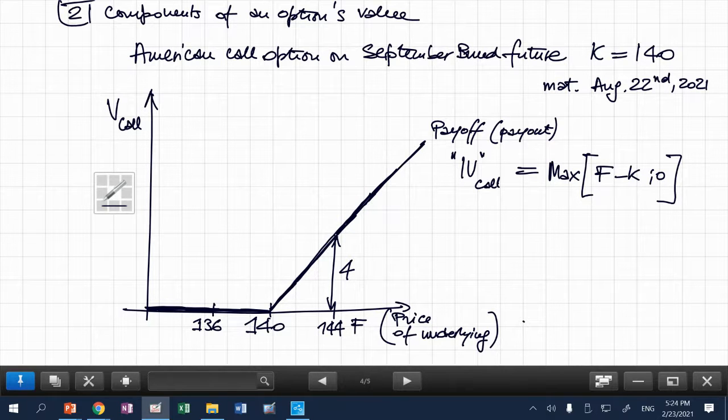Since the Bund future today is 136 and you can't exercise, would you give me the option as a present for free? The answer should be no, first, because this is bribing, and I will never ask for that, of course, and you will never do.